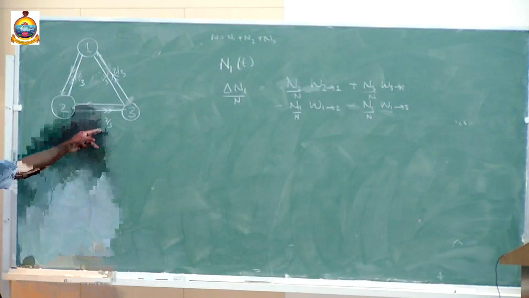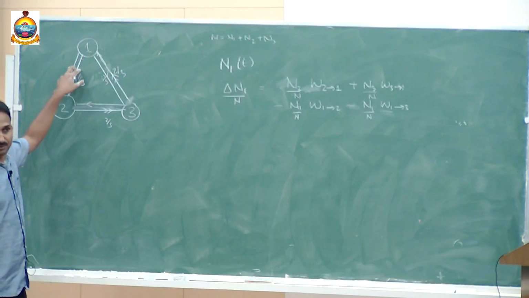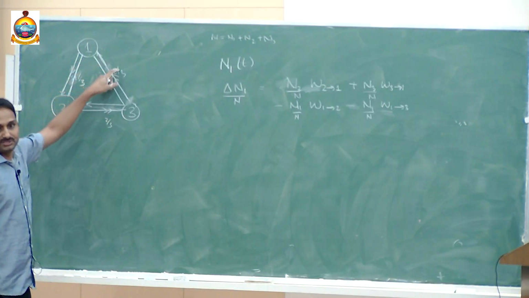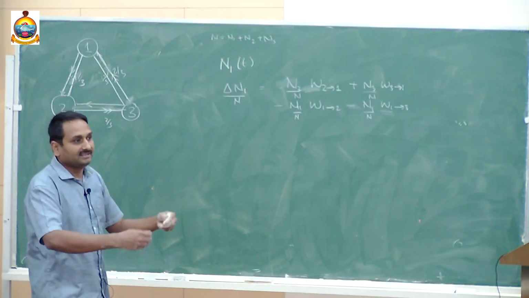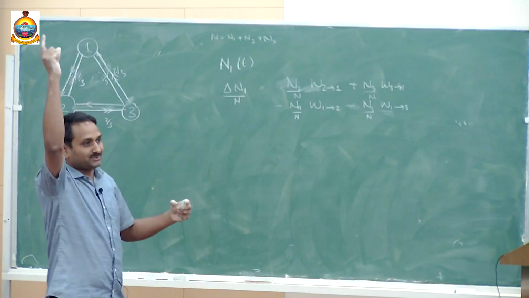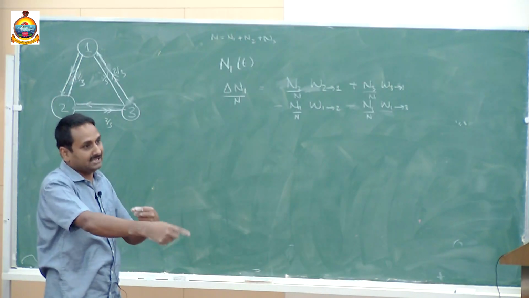The other thing which I missed here: when I described this problem, I talked about probabilities, right? 2/3 probability is going here, 1/3 probability is going here. And in the game also, somebody has to raise a hand when they have to toss the coin. So there is a time also involved.